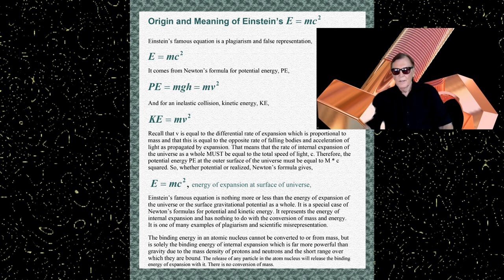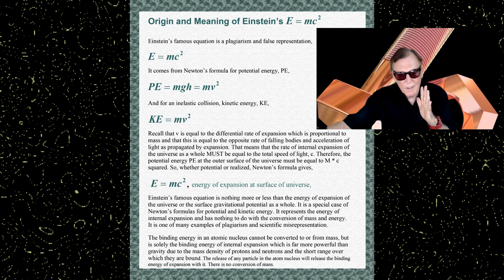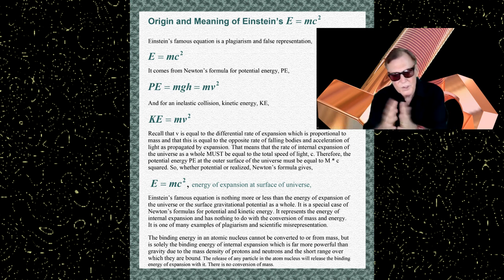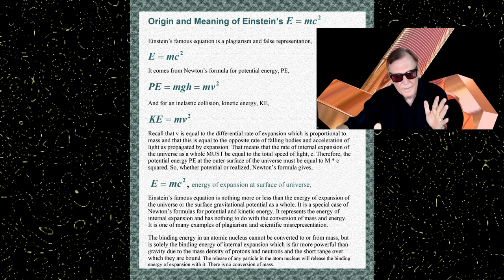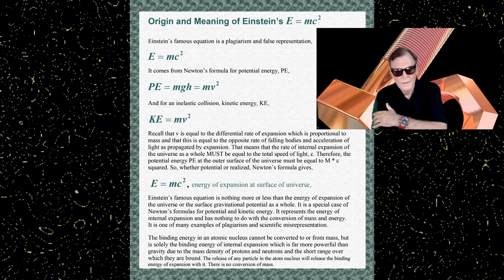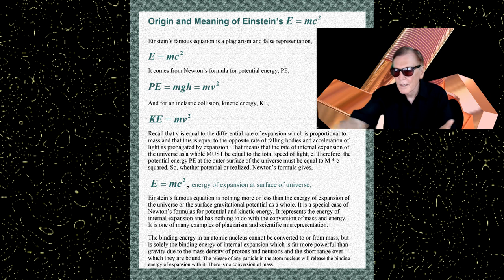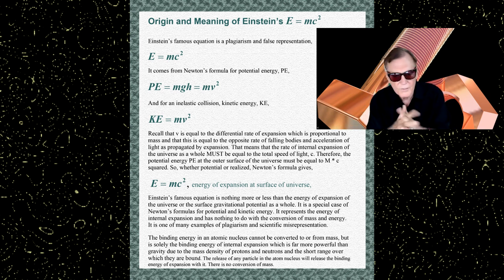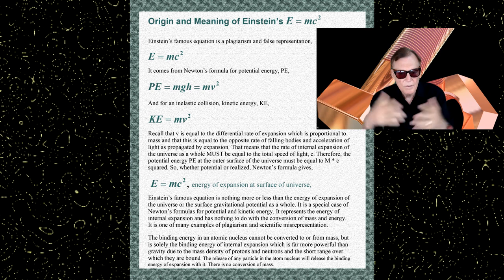And it could also be taken from Newton's formula for kinetic energy. They're basically the same thing: mass times the velocity squared between two points, the change in velocity squared times the mass. That gives you your kinetic energy. And before it happens, it's your potential energy. This is the kinetic energy for an inelastic collision. You drop your phone and it hits the floor. Kinetic energy equals MV squared.